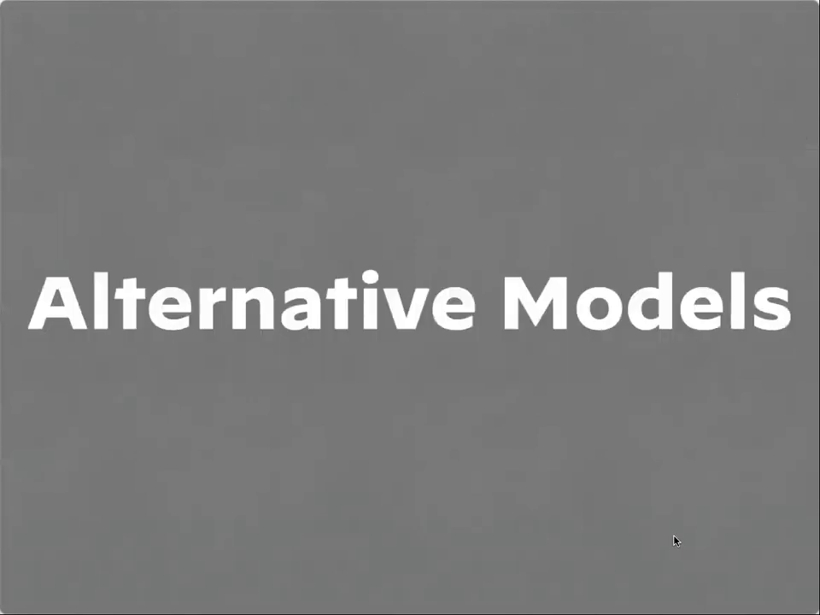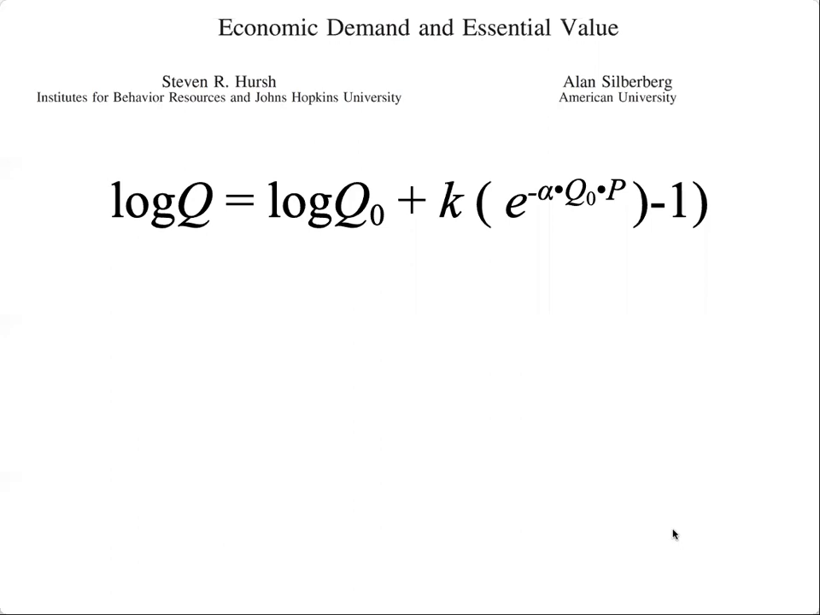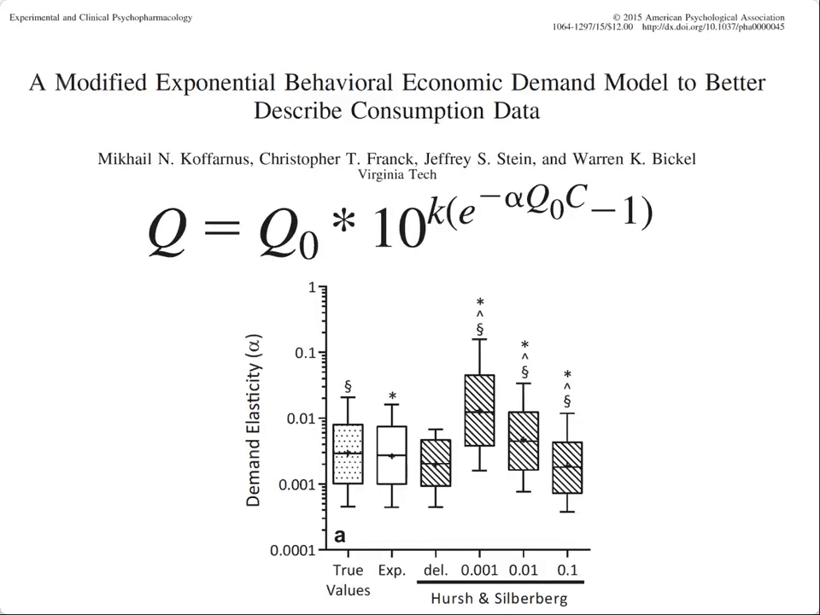So that leads me to discussion of alternative models, because this is important. And these alternative models have been developed in recent years to try to get around some of these issues. So again, the original Hirsch and Silberberg is kind of the starting point. The next iteration was by Mickey Koffarnus and colleagues. And this was just simply taking 10 to the power of everything to get rid of the logs. And that kind of solves the issue of the zeros.